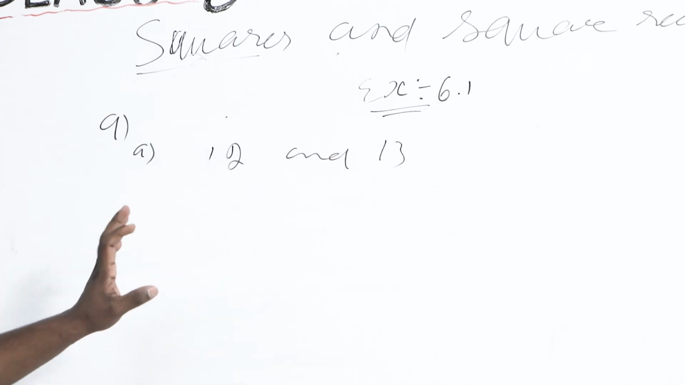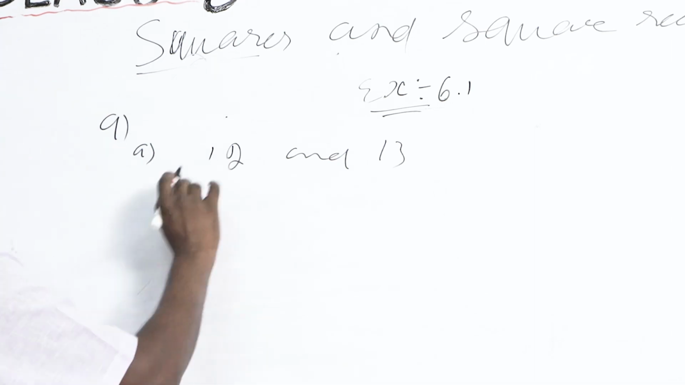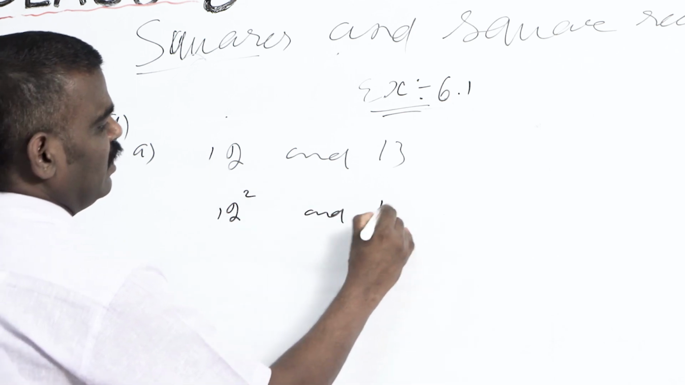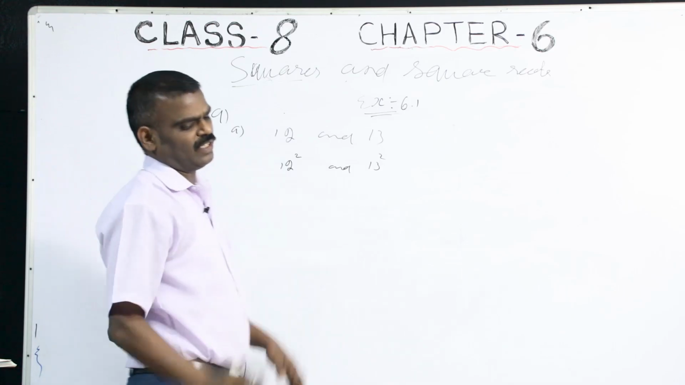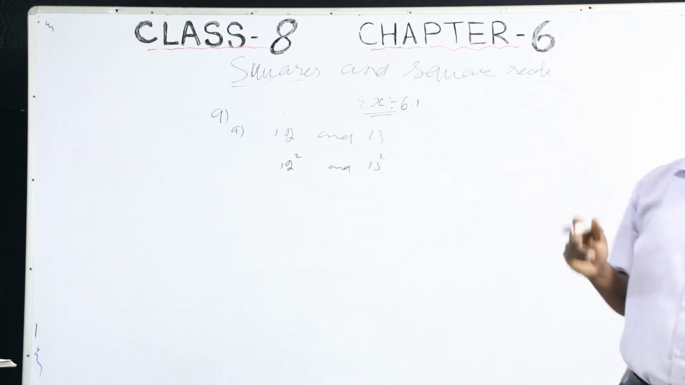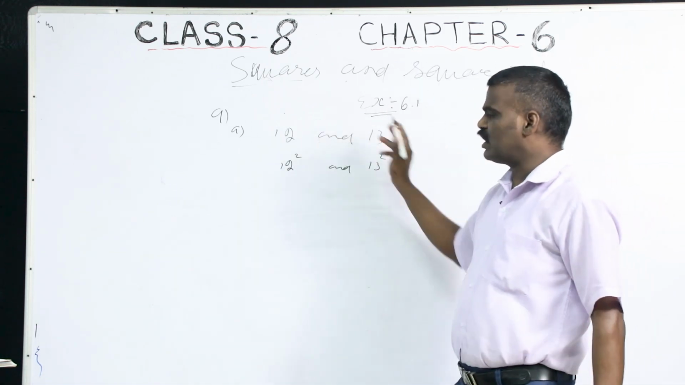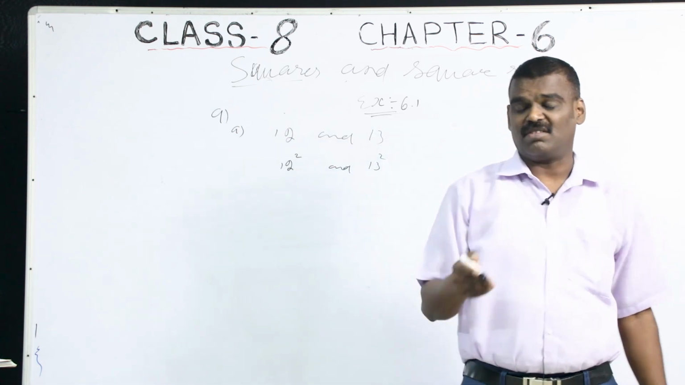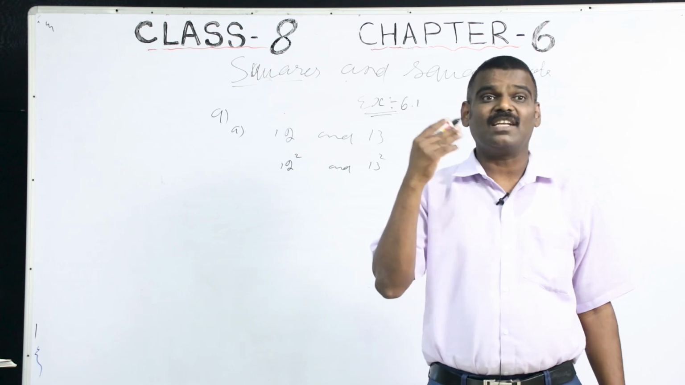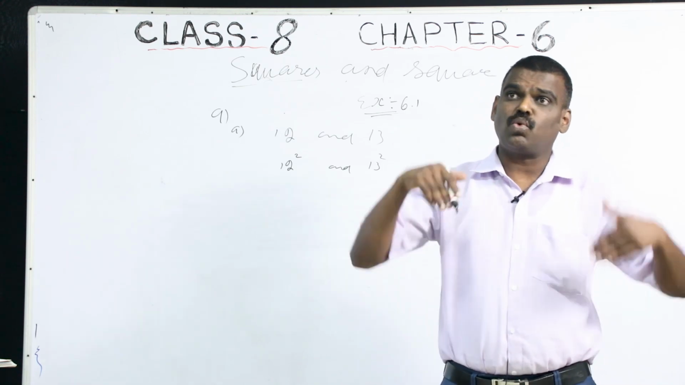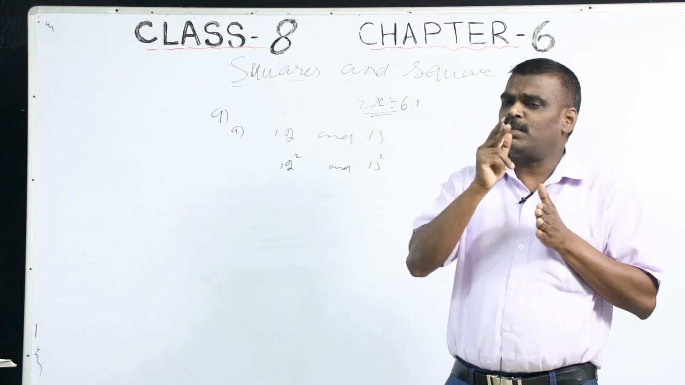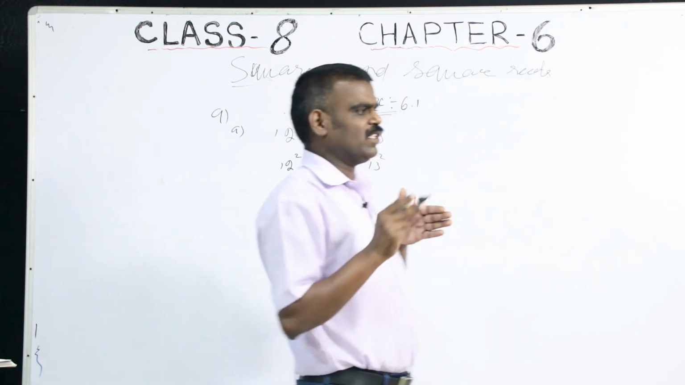I have already explained this point to you. The meaning is, in between 12 square and 13 square, how many numbers are there? First you have to check whether these two numbers are consecutive or not. Between 12 and 13 there is no other number, so 12 and 13 are consecutive numbers. So between the squares of these two consecutive numbers, how many numbers are lying? I explained one point. What is the point?